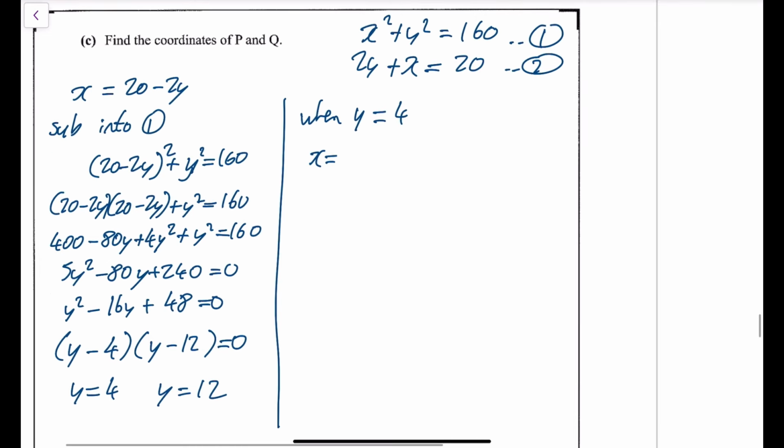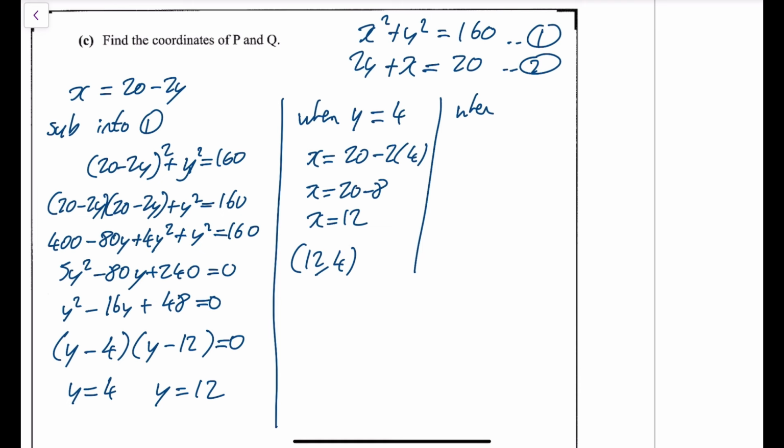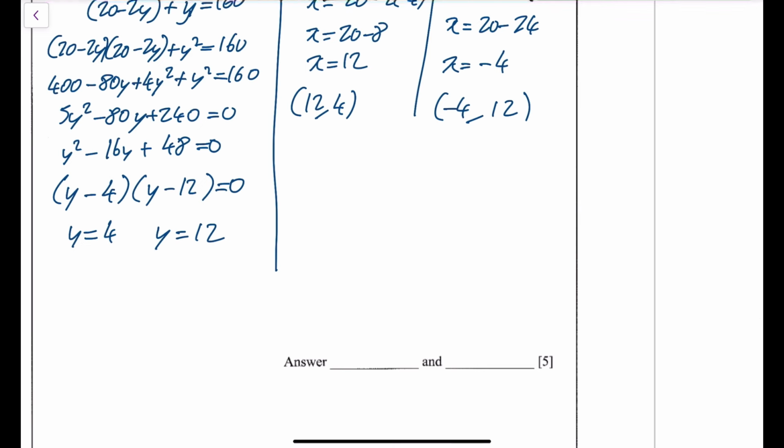my x value is going to be equal to 20 minus 2 times 4. So my x value is 20 minus 8. My x value is 12. So that gives me the point 12, 4. Or you could say when y equals 12, x is equal to 20 minus 2 times 12. That's going to be 20 minus 24. So that gives me x is equal to minus 4. So that gives me the point minus 4, 12. And that's what you want to put in your answer line. Those are coordinates. And that's what we got.